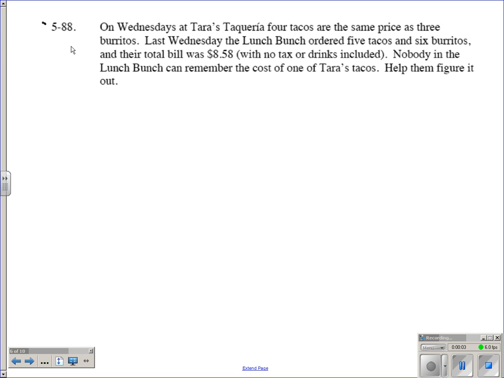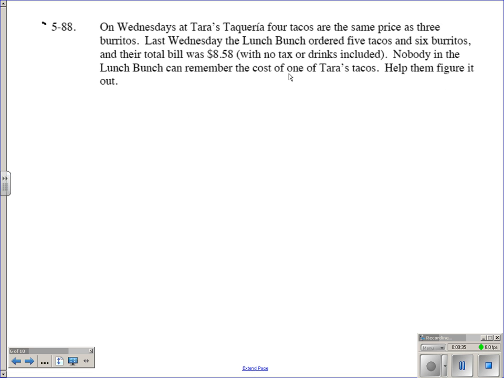Problem 5-88. On Wednesdays at Tara's Taqueria, 4 tacos are the same price as 3 burritos. Last Wednesday, the lunch bunch ordered 5 tacos and 6 burritos, and the total bill was $8.58, with no tax or drinks included. Nobody in the lunch bunch can remember the cost of one of Tara's tacos. Help them figure it out.